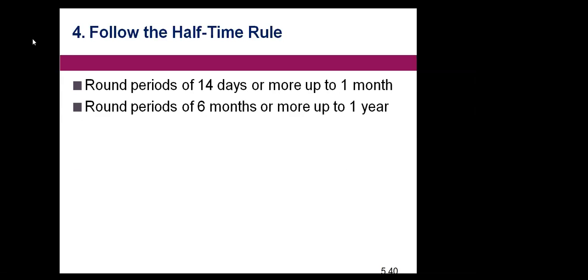And follow the half-time rule. Round periods of 14 days or more up to 1 month, and round periods of 6 months or more up to 1 year. So if it's just 14 days, say 14 days or 15 days, 16, 17, round it up to a month. Anything 6 months or above, just make it up to 1 year, where you need to code in years or in months.